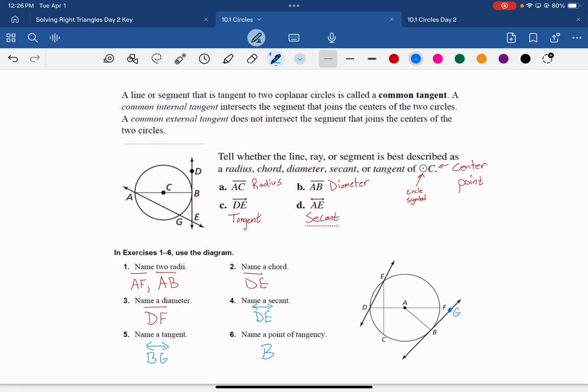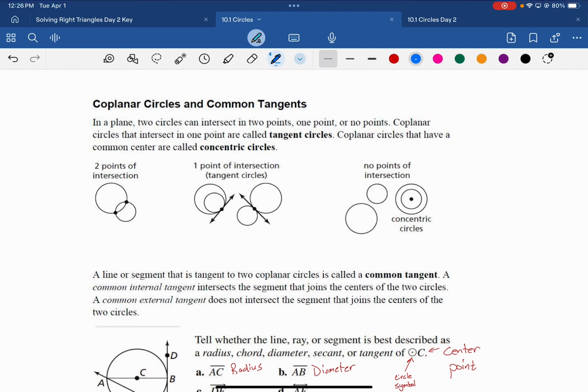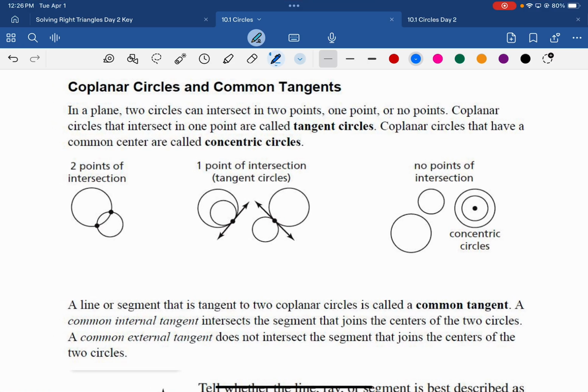All right. So let's go back to the top. Coplanar circles and common tangent. Does anybody remember what that word coplanar means? Perfect. On the same plane. Okay. So remember when we drew the little plane and normally it's like a little rhombus or something looking thing? And we'd say all the points that are within it were coplanar points. Same thing. It means these circles are on the same surface. Okay?